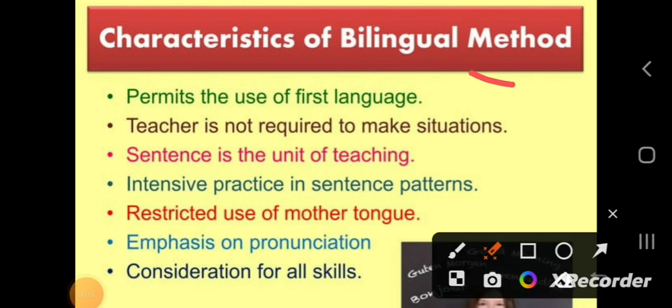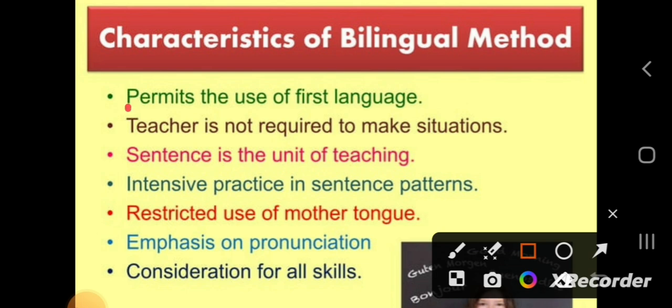Characteristics of bilingual method. Permits the use of first language. This method allows the use of the learner's native language to facilitate understanding and provide context, making it easier to grasp complex concepts in the target language.